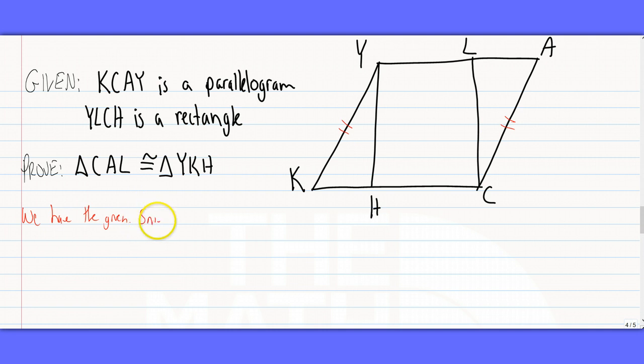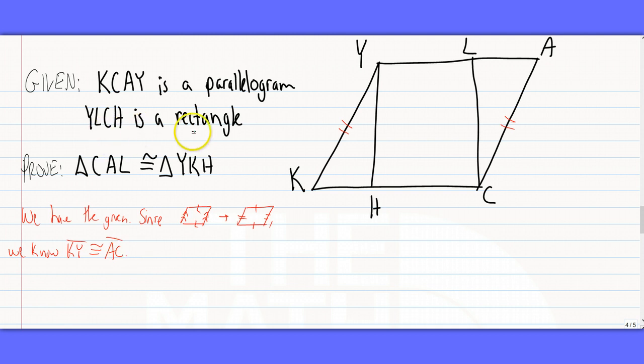So since parallelogram implies both pairs of opposite sides are congruent, we know segment KY is congruent to segment AC. And we could say some more things. I'm just going to stay with that one.